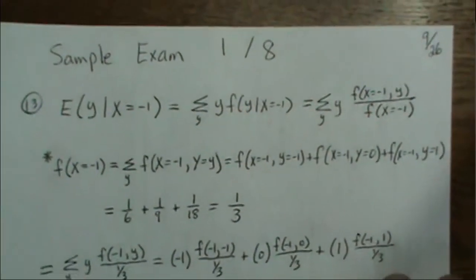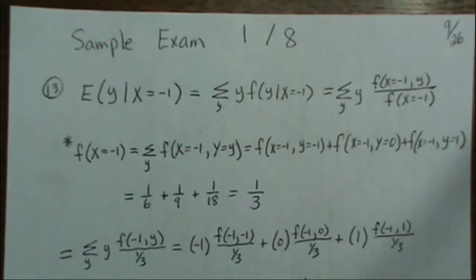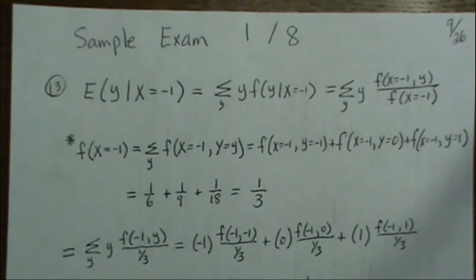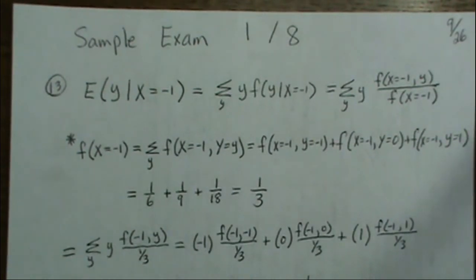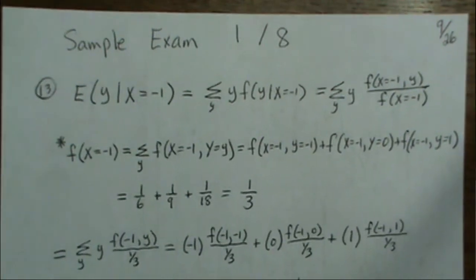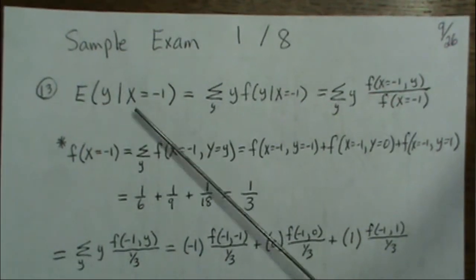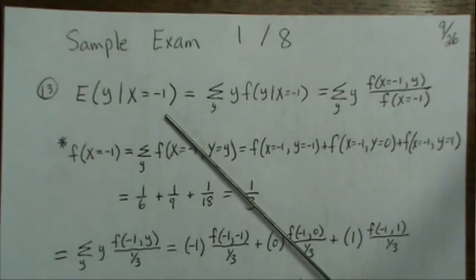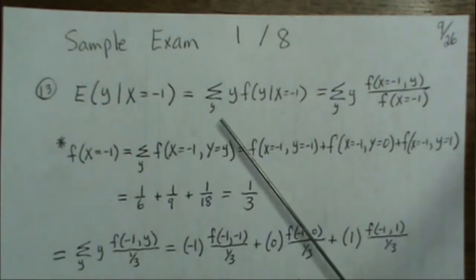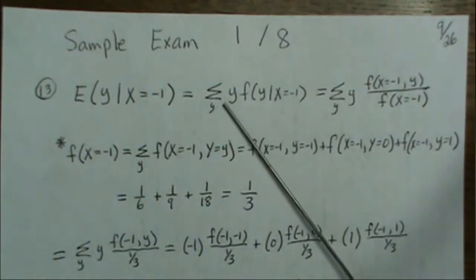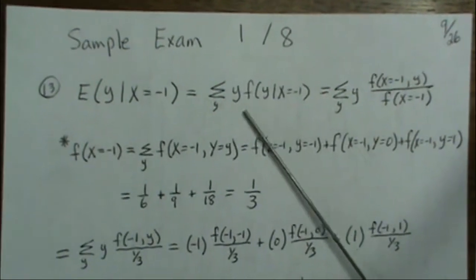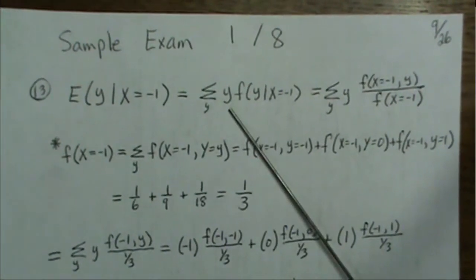So sample exam 1, problem 13. And now this is where we use the table, the joint distribution of x and y. And we want to find the expected value of y given x equal to minus 1. Well, by definition, that means sum. So multiply y times that distribution, sum over all possible y.